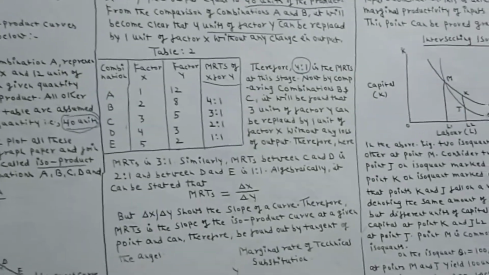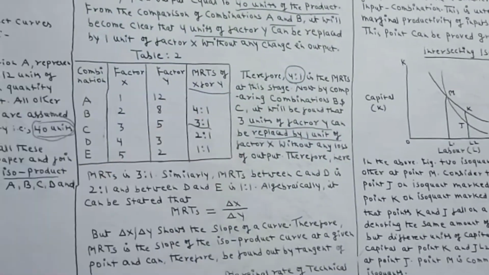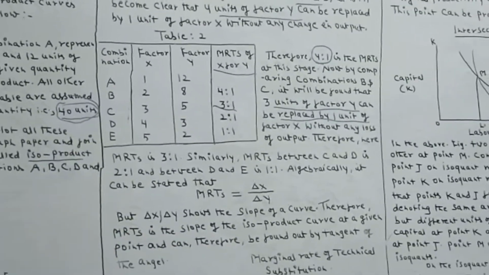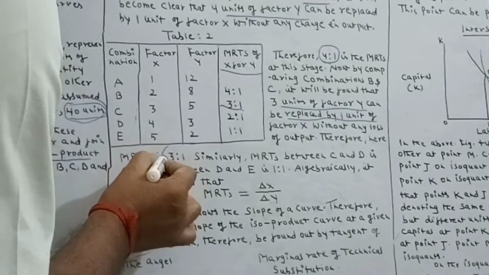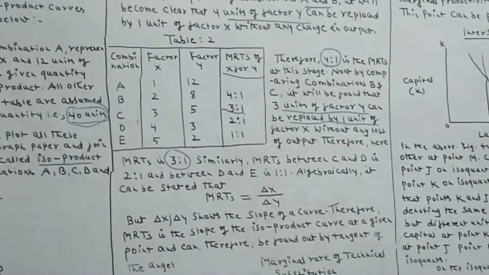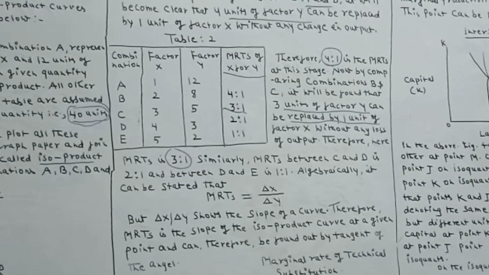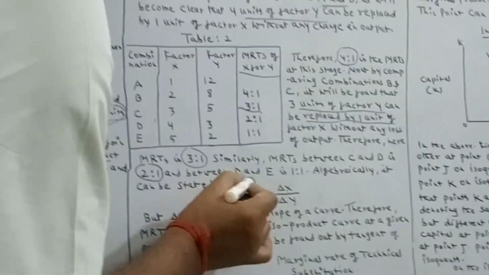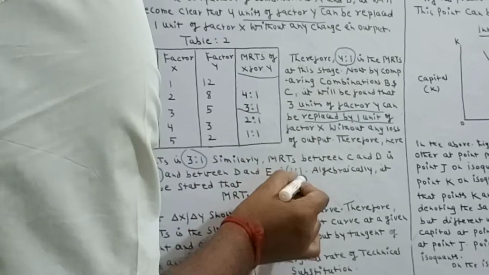Now, by comparing combinations B and C, it will be found that 3 units of factor Y can be replaced by 1 unit of factor X without any loss of output. Therefore, here the MRTS is 3 is to 1. Similarly, the MRTS between C and D is 2 is to 1, and between D and E it is 1.